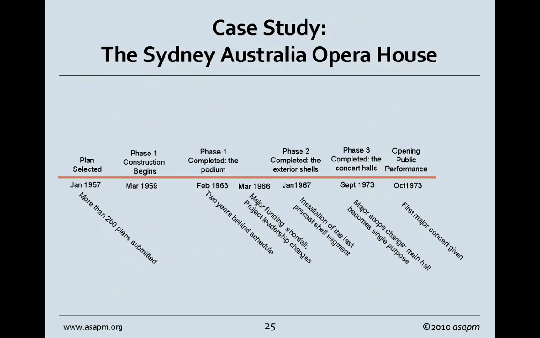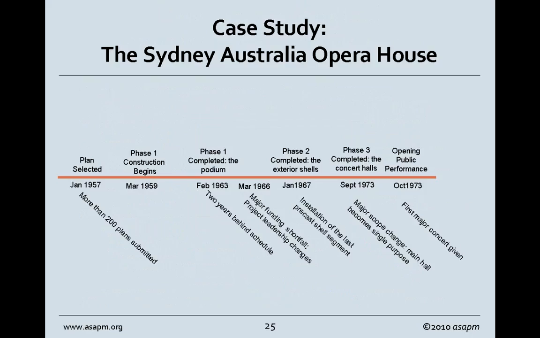So in January 1957, 200 plans were submitted, and one plan was selected. Phase 1 construction began in March 1959. By February 1963, almost 4 years later, it was 2 years behind schedule, and they only had the podium section of the building complete. By March 1966, there was a major funding shortfall, and there were leadership changes. Phase 2 was completed in 1967, the exterior shells.